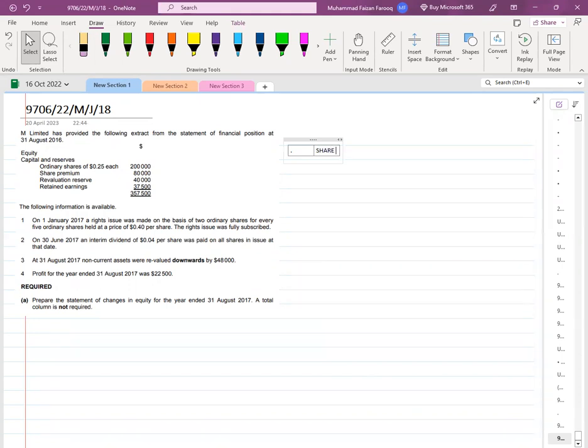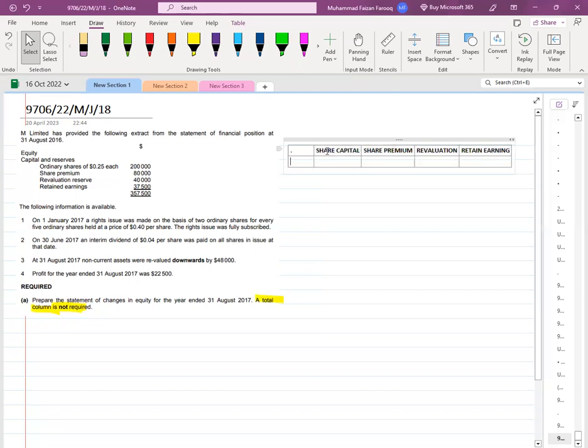You can see they gave you share capital, they gave you share premium, they gave you revaluation and retained earnings. We know that there is a column of total as well, but if you read the requirement here, for the first time the examiner says that there is no need to make a total column. Okay, the examiner does the facilitation, so why should we bother to make a spare column, right or wrong?